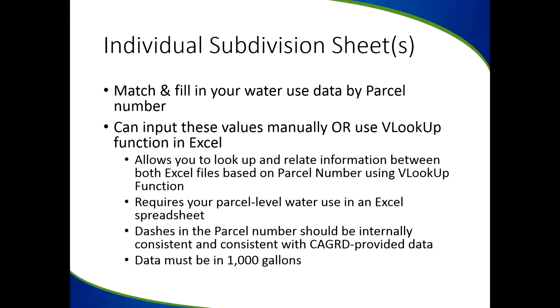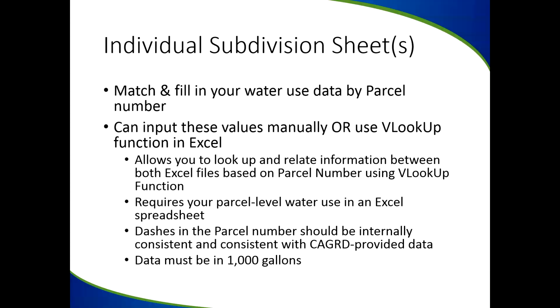We can put the information in manually. You can just type it in, or we can use the VLOOKUP function in Excel. It allows you to have two Excel spreadsheets and have one look to the other for the data and put it right into our Excel spreadsheet. So you don't have to type it in. You do reduce the risk of typos and errors that way. It saves a lot of time.